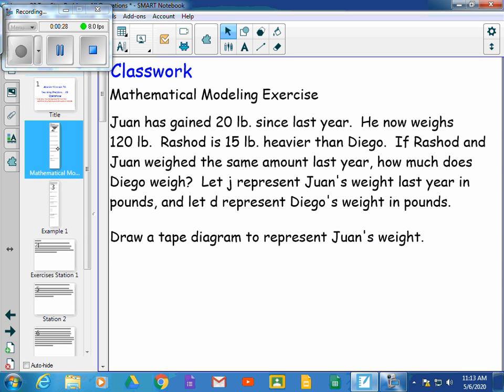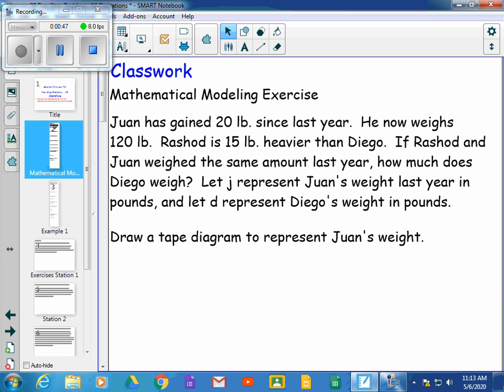Now let's start with the mathematical modeling exercise. This particular word problem is going to have a lot of information and be very complex. Make sure that you pause the video whenever you need to, organize your thoughts, and understand the thought process of trying to solve this problem here.